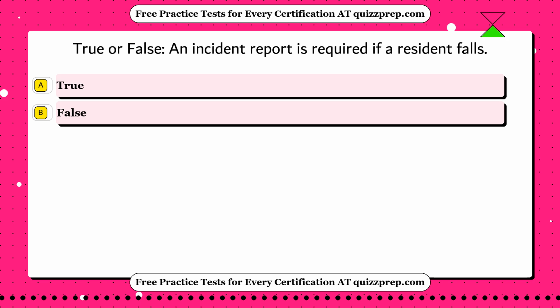Question 131. True or false, an incident report is required if a resident falls? Option A, true. Option B, false.